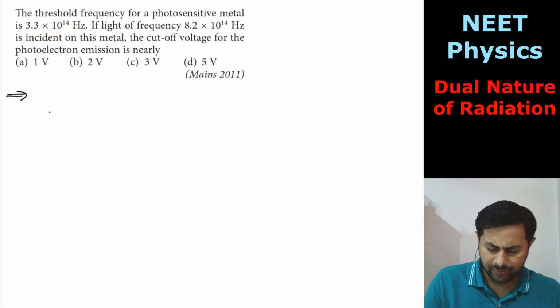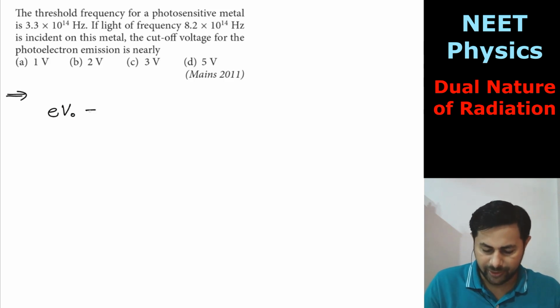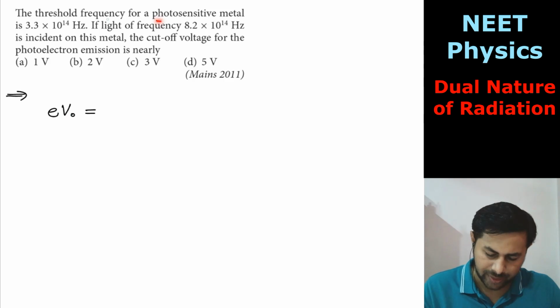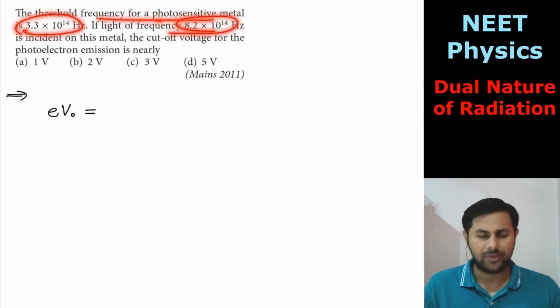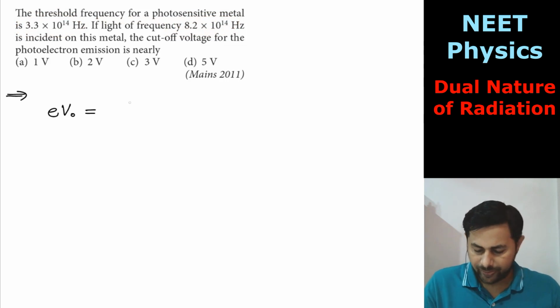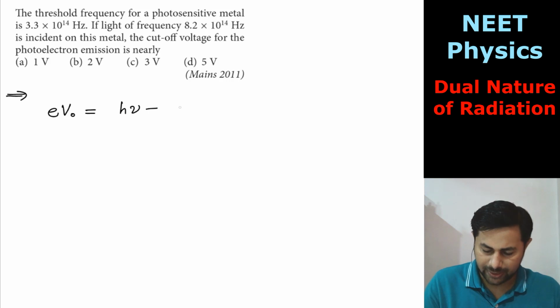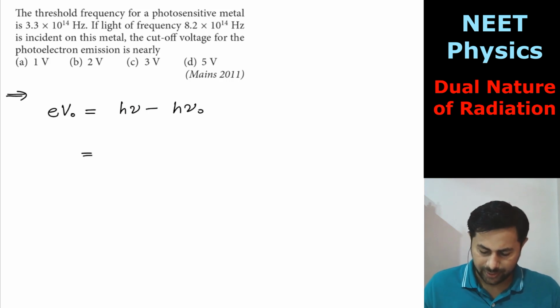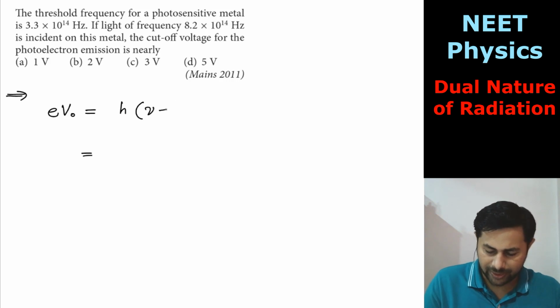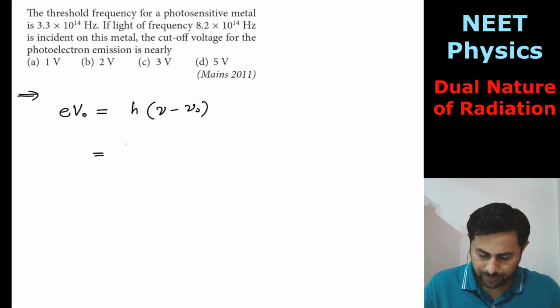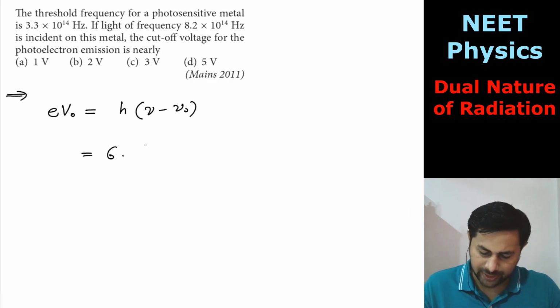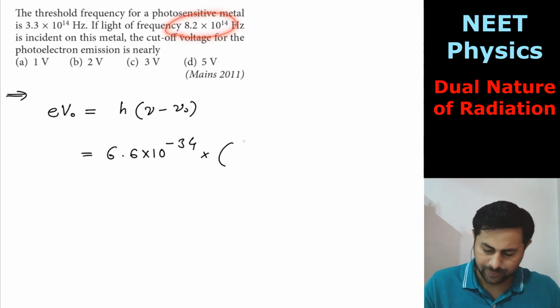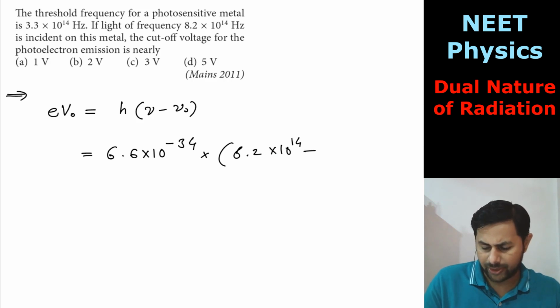Right, so you want the cutoff voltage, which means you need to use this formula: E V naught is equal to what? Frequency is given, the threshold frequency is this much, and the frequency of light is this much. So h nu minus h nu naught, or you can take h common, it's nu minus nu naught. Just substitute values. So what do you get? This is 6.6 multiplied by 10 raised to minus 34 multiplied by 8.2 multiplied by 10 raised to 14 minus 3.3 into 10 raised to 14.